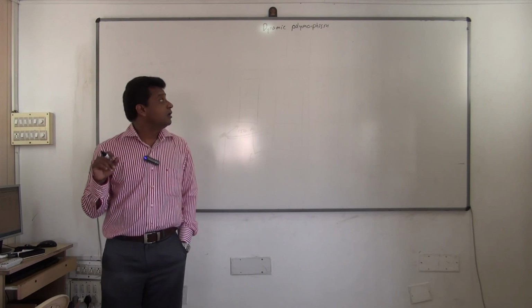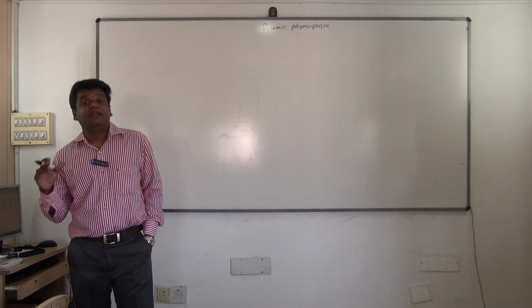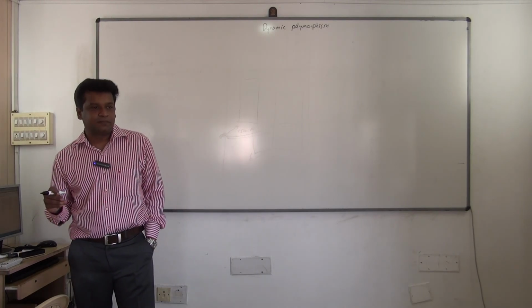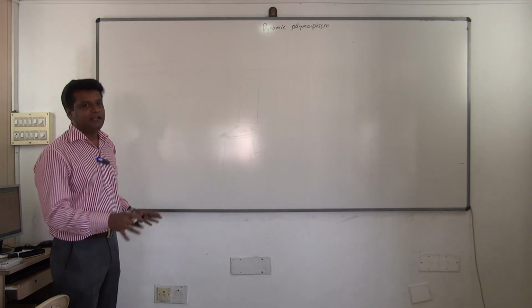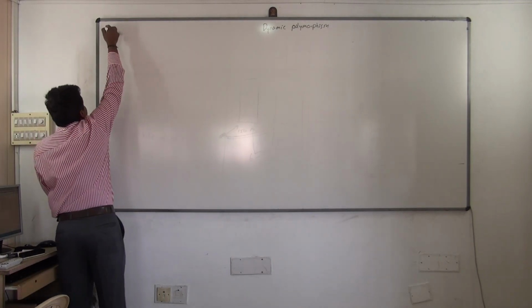So the criteria for overriding becomes object. But let's see what dynamic polymorphism is. Now we are going to dynamic polymorphism. Let's see what it is.